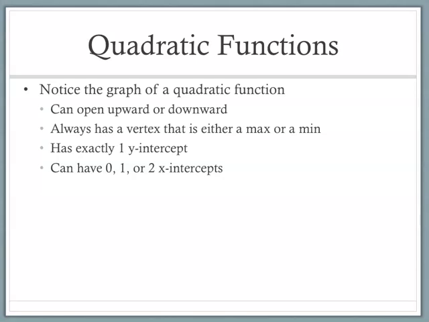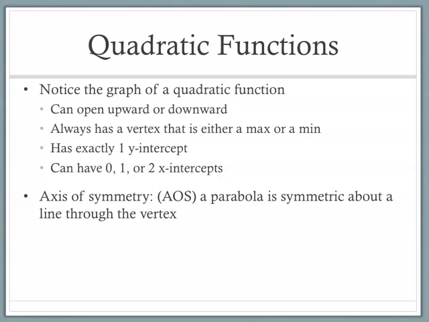Next, we have what's called the axis of symmetry. So a parabola is always going to be symmetric about a line that goes through the vertex, and we call this line the axis of symmetry.